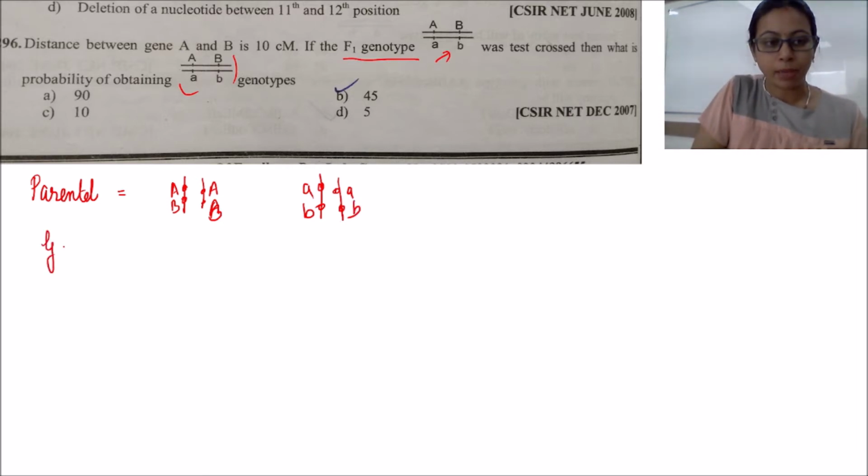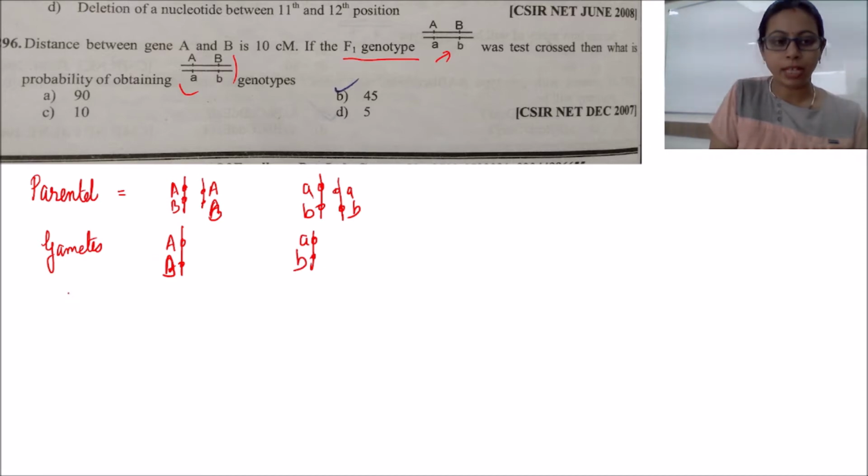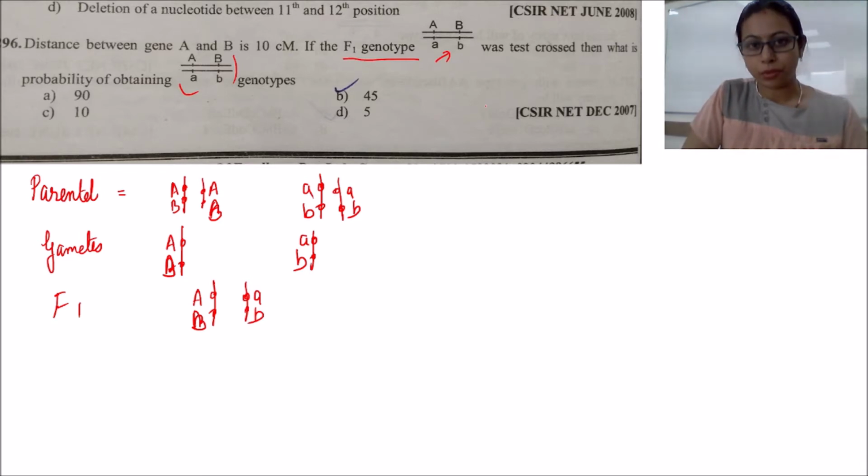Now what will be the gametes produced by them? The gametes produced will be capital A, capital B, and from the recessive parent, small a, small b. When forming the F1 generation, it will give you offspring with capital A, capital B, small a, small b. Now, as per the question, I hope you have understood what exactly is meant by the F1 genotype. So this is the F1 genotype and we have to perform a test cross.